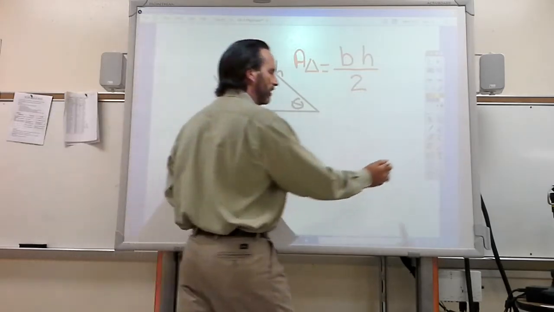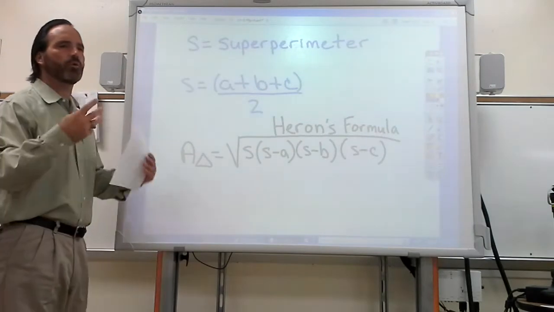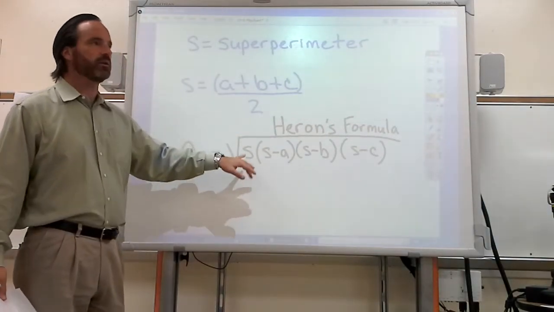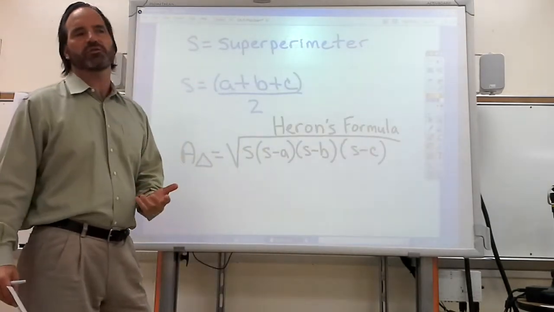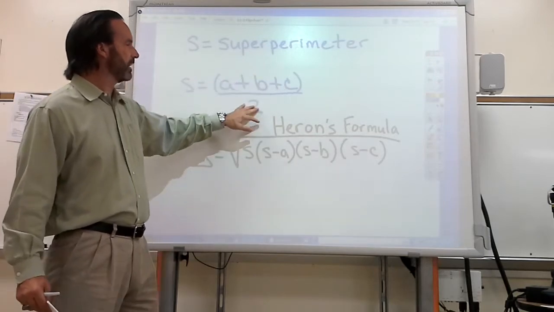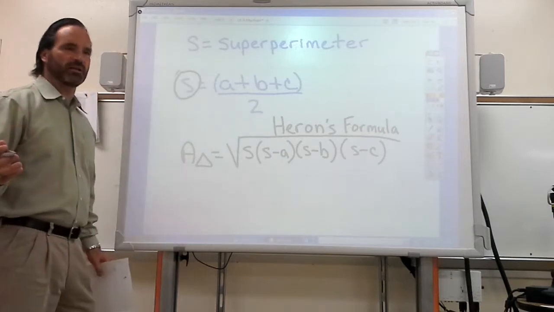All right, here's something else. Last thing. This is another way. This is called Heron's formula. It's got the term S in here. S is your super perimeter. We're going to take all the sides of a triangle, A plus B plus C, and then divide it by 2, and that's S.